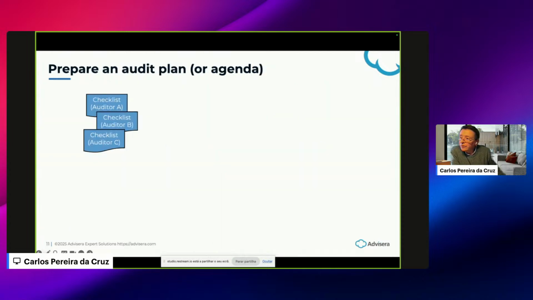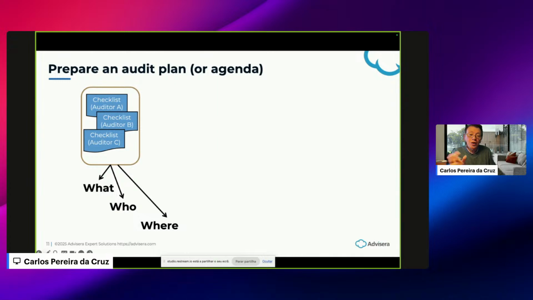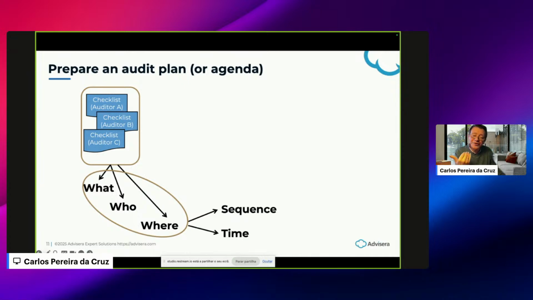So let's continue now, preparing an audit plan or agenda. You may have more than one auditor, checklist for auditor A, B, and C. After developing the checklist, auditors know what they want to ask, what they want to see, who they want to interview, and where they want to go. Now they develop a script, an itinerary, a flow, or a sequence of interviews, which seems to be the best. So based on this idea, what is the best sequence, the best approach to gather evidence and use it for the next interviews? So one more reason to customize checklists, okay?